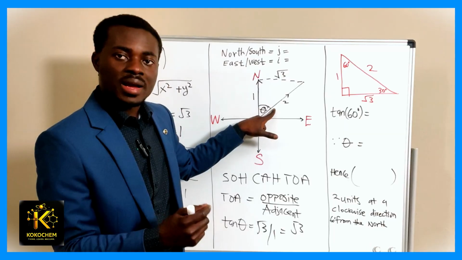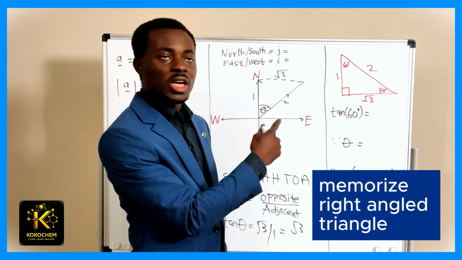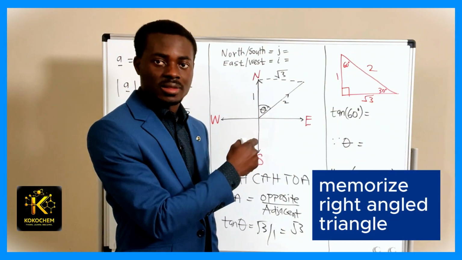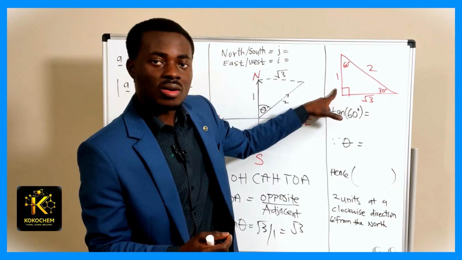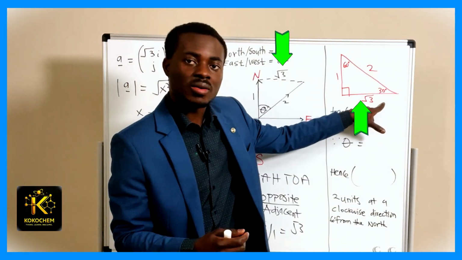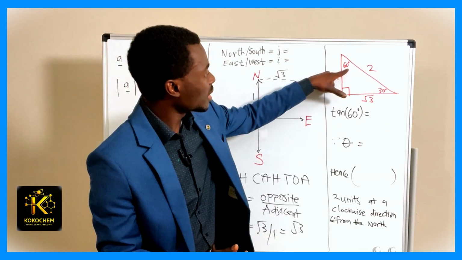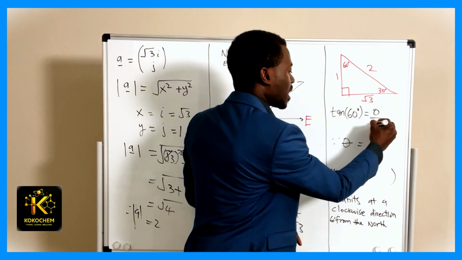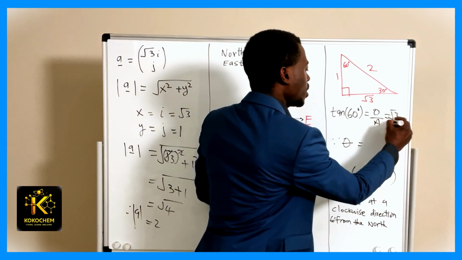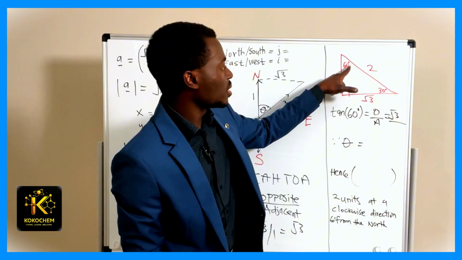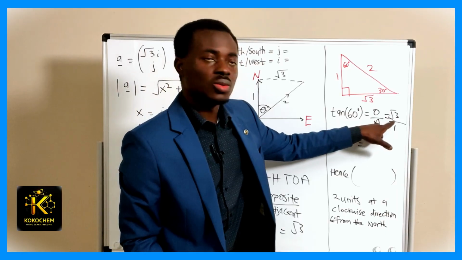Notice that this triangle that we have is similar to this special right angle triangle. You need to memorize this one because it will help you find the value of the angle. In the special right angle triangle, the hypotenuse is 2, the vertical side is 1, and the horizontal side is root 3. So for tan 60, the 60 degrees angle, tan 60 is opposite over adjacent. The opposite is root 3 and the adjacent to the 60 degrees angle is 1. So tan 60 is equal to root 3.